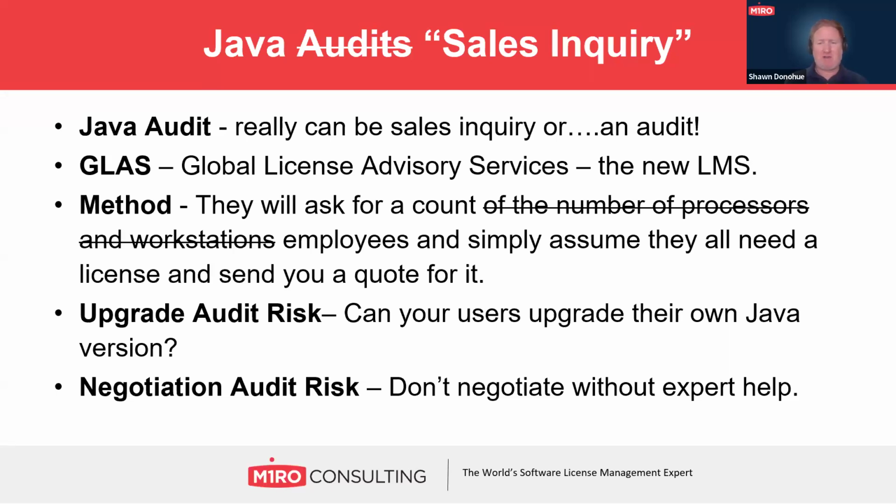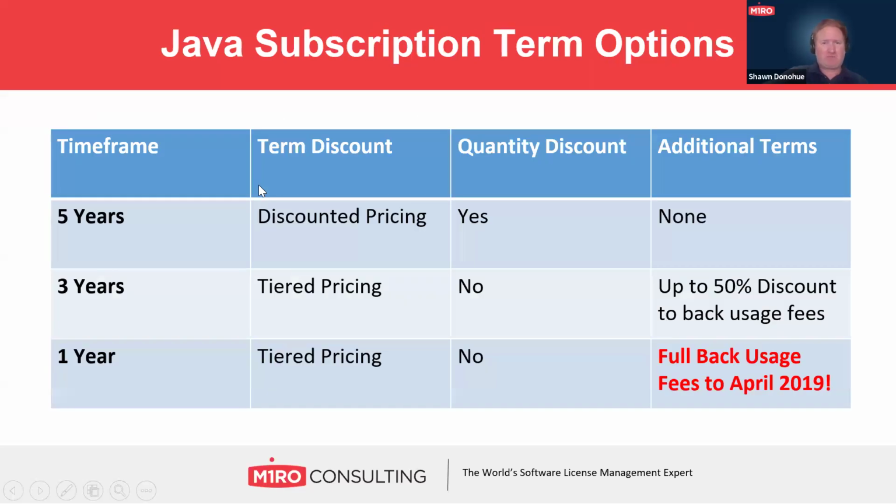So you might want to ask yourself, can your users upgrade themselves out of compliance? Because that's a big deal. If you go through all the work to put yourself in compliance, you've got to make sure your users can't put you out of compliance right away. So one of the things we say here is, just don't negotiate without help. You want to talk to some Java experts. You've got to remember, Oracle does this every day. They're very good at these negotiations, and you're going to be doing it for the first time. So if this is your first time, which it probably is for most people with a Java negotiation, we highly recommend you get some expert help and don't go it alone.